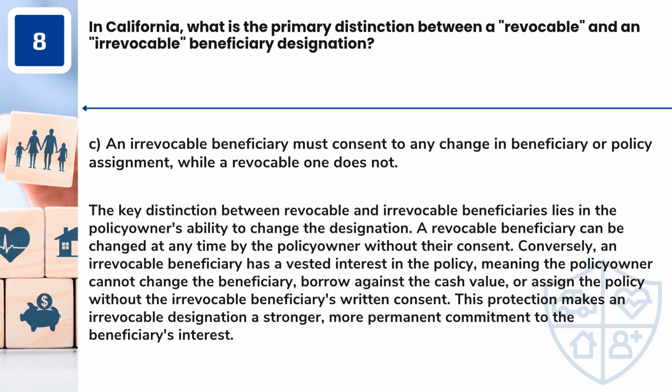Answer: C. An irrevocable beneficiary must consent to any change in beneficiary or policy assignment, while a revocable one does not. The key distinction between revocable and irrevocable beneficiaries lies in the policy owner's ability to change the designation. A revocable beneficiary can be changed at any time by the policy owner without their consent. Conversely, an irrevocable beneficiary has a vested interest in the policy, meaning the policy owner cannot change the beneficiary, borrow against the cash value, or assign the policy without the irrevocable beneficiary's written consent. This protection makes an irrevocable designation a stronger, more permanent commitment to the beneficiary's interest.